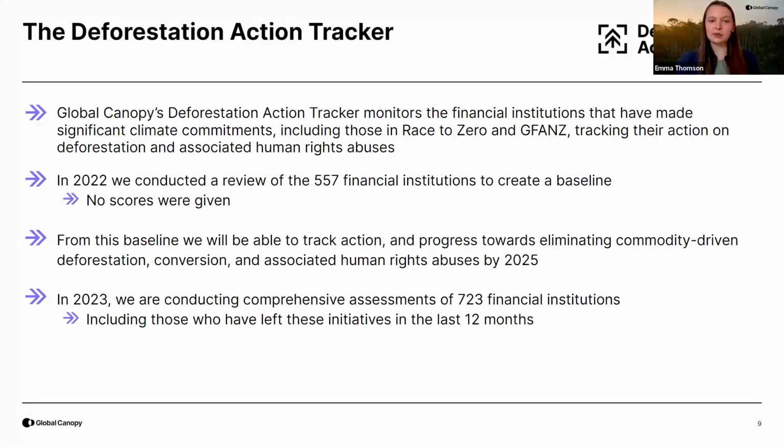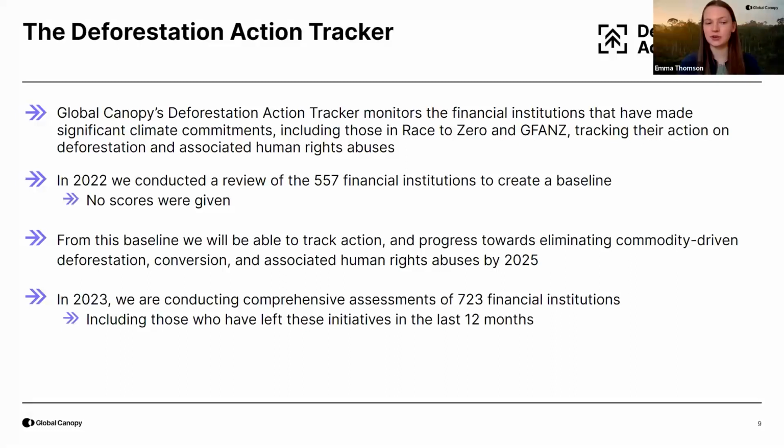From that baseline, we will be able to track the action and the progress towards eliminating commodity-driven deforestation, as well as conversion and associated human rights abuses by 2025, in line with the UN High-Level Expert Group call for 2025, as Sarah mentioned, and also some of the other initiatives that have that 2025 target date.